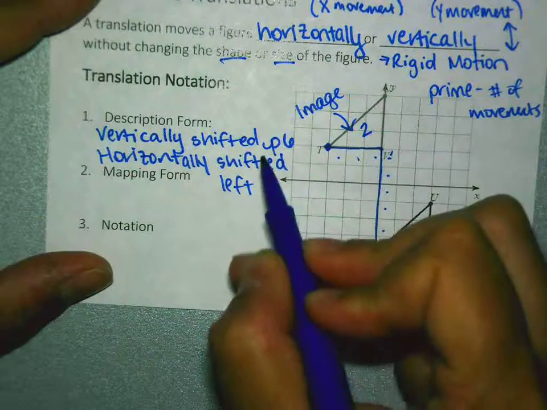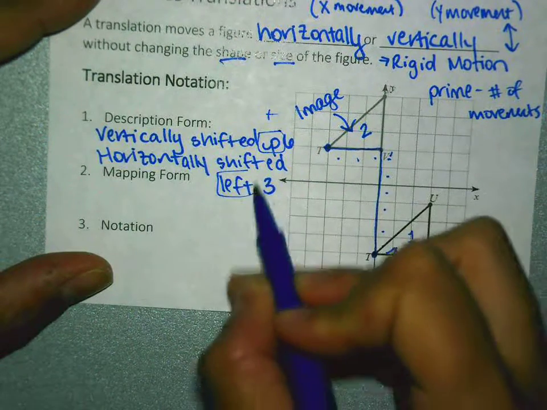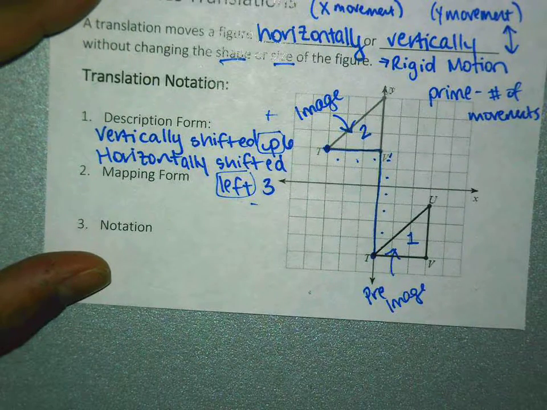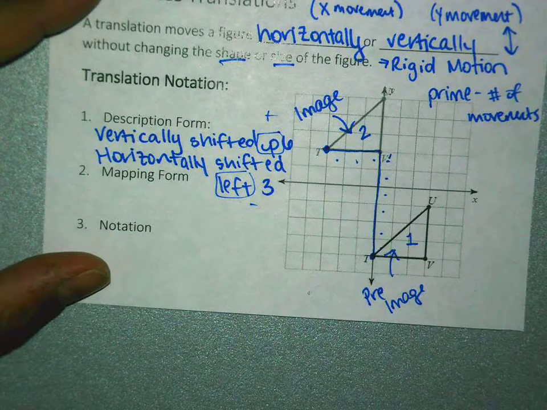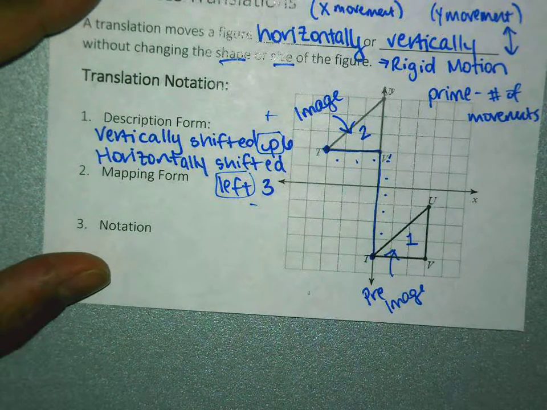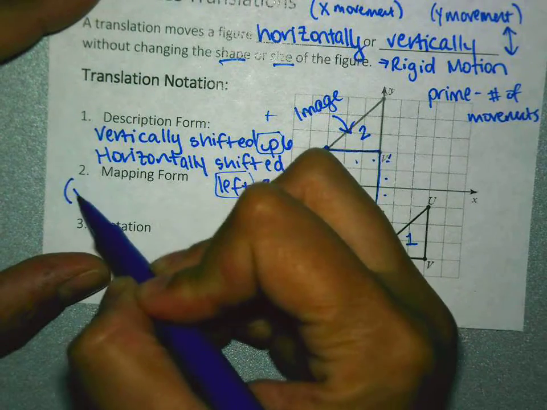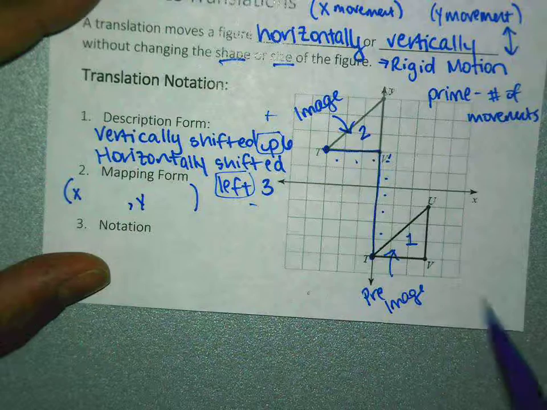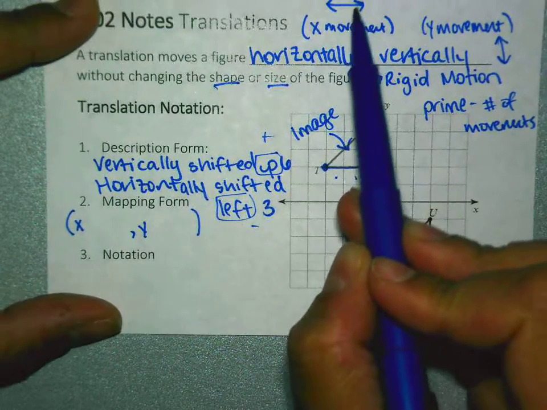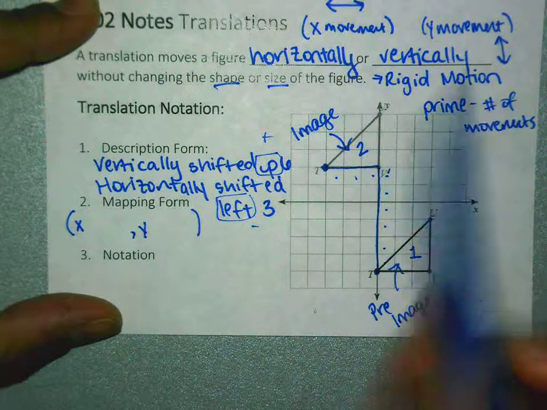As we spoke about in our last notes, up is a positive movement and left is a negative movement, and we will use that in the mapping form of the notation. So mapping form, which we've already covered briefly, is when we use the coordinates. So we have our X and we have our Y, and we're going to use the horizontal movement to describe X and the vertical movement to describe Y.